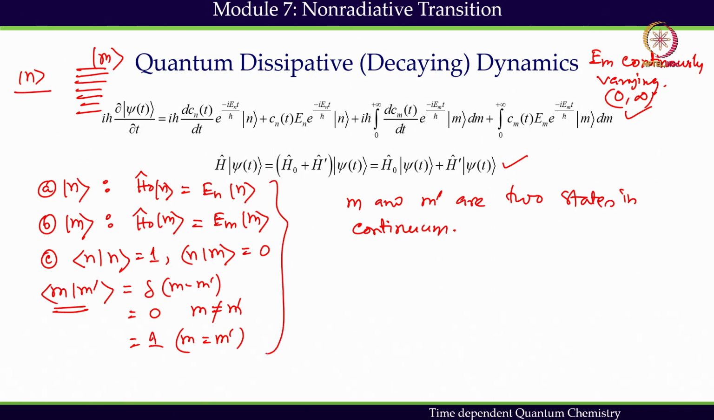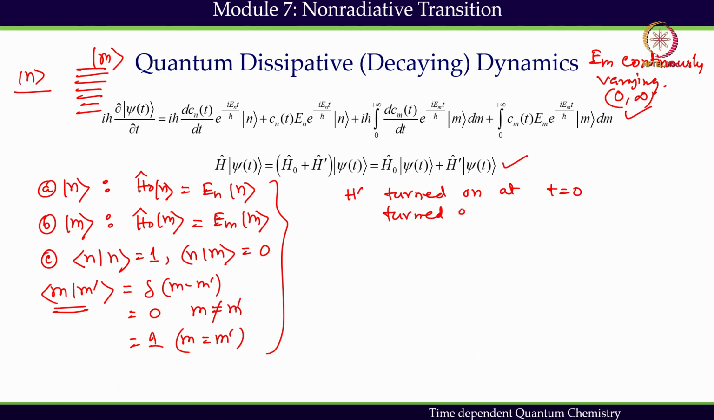In addition to this, we will assume a few more conditions which will help us reduce the equation very easily. We said that the interaction Hamiltonian H dash is actually responsible for the interaction. This H dash is turned on at t equals 0 time, and it is turned off at t equals t 1 time. This is something we again assume, just like what we did when we used perturbation theory to formulate Fermi's golden rule for this non radiative transition.